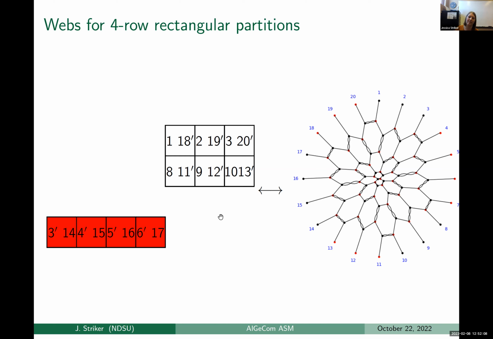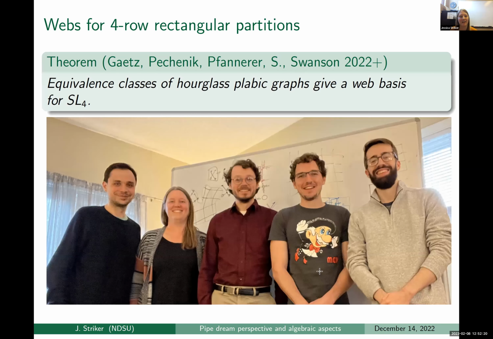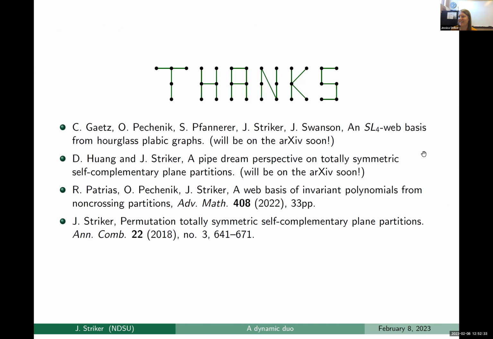So it turns out that our graphs basically have alternating sign matrix regions, equivalence classes, and plane partition regions, or equivalence classes. So anyway, there's our group. And there's our theorem that we actually end up getting a web basis for all of SL4. So with that, I'll stop there. Thank you very much.